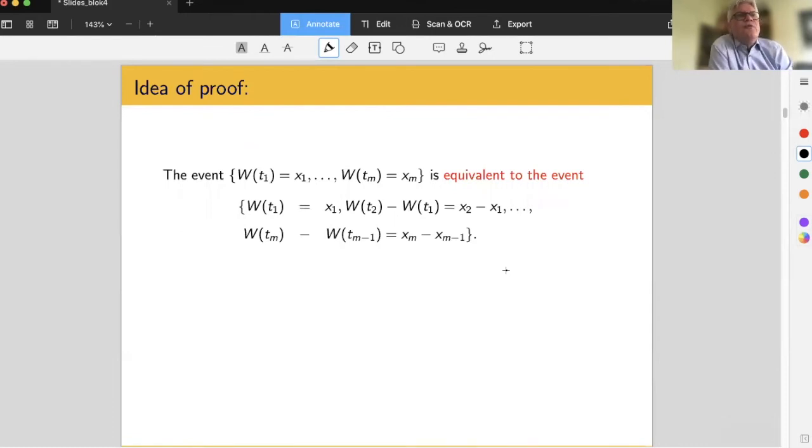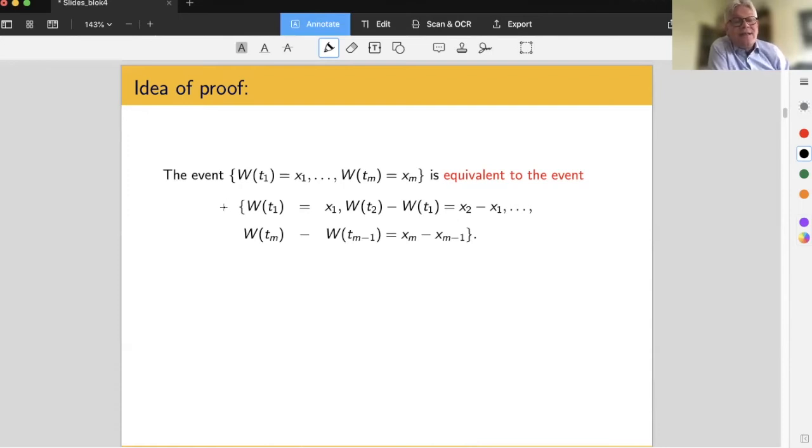So the idea of the proof is the following. The joint event I'm interested in is W_t1 being x1 up to W_tm being xm. The information contained in this event is equivalent to the information contained in the following event: W_t1 being x1, and then W_t2 minus W_t1 being x2 minus x1, etc., up to the last one, W_tm minus W_tm-1 equal to xm minus xm-1. The first one you can see as W_t1 minus W_t0, where W_t0 is equal to 0. So the information in these two events is the same.